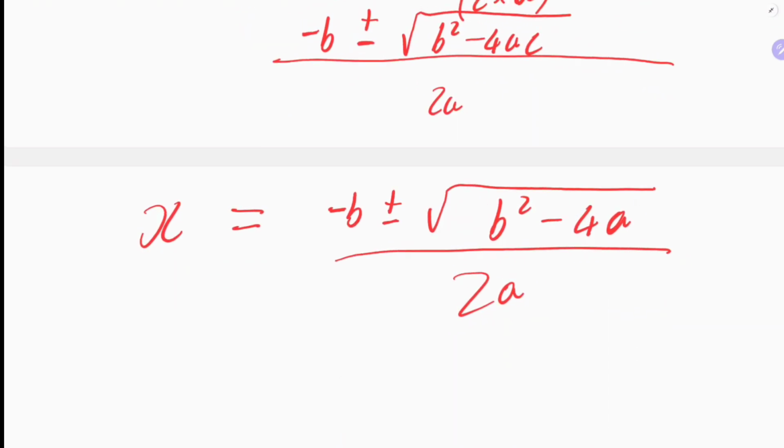So we'll finally come to our final answer. That is simply how our quadratic formula was derived and how it is proven.